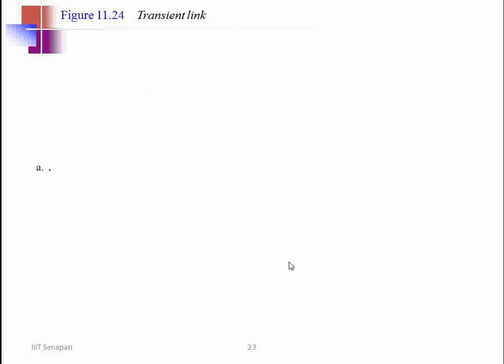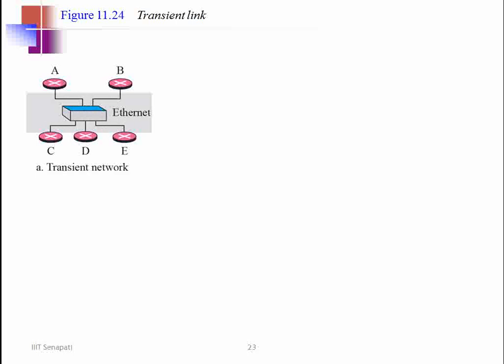Now there is something called a transient link. Basically, a transient link is a network. You can see here a network with several routers attached to it. So the data can enter through any of the routers and leave through any of the routers. In this case each router has many neighbors, right? So for example, here you can see that router A has neighbors, right?